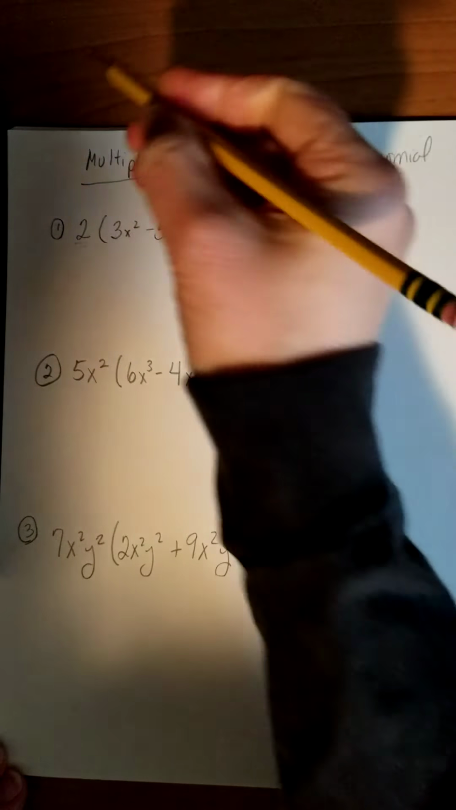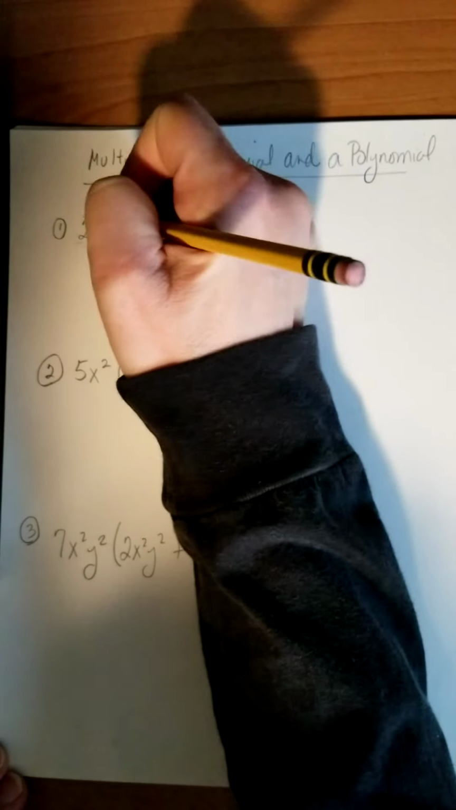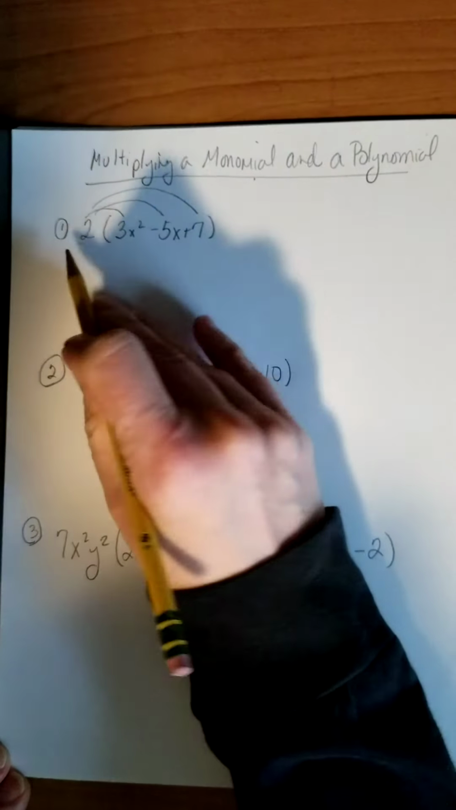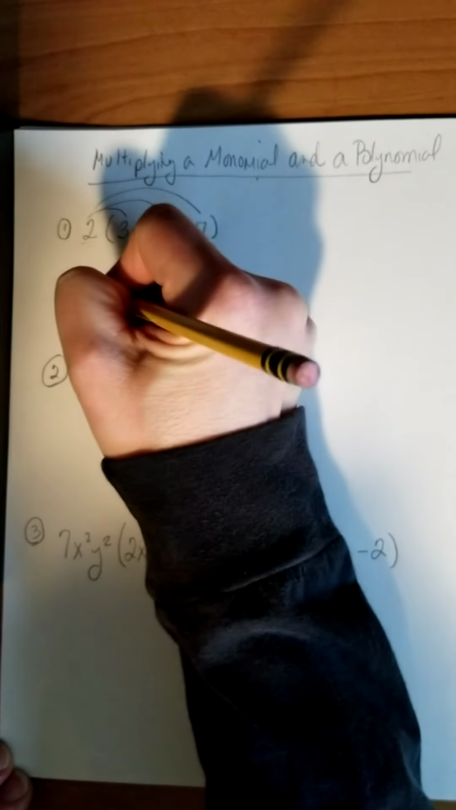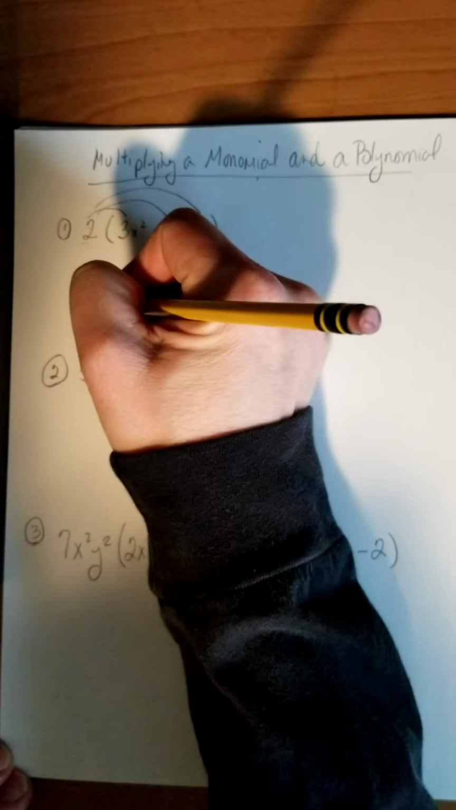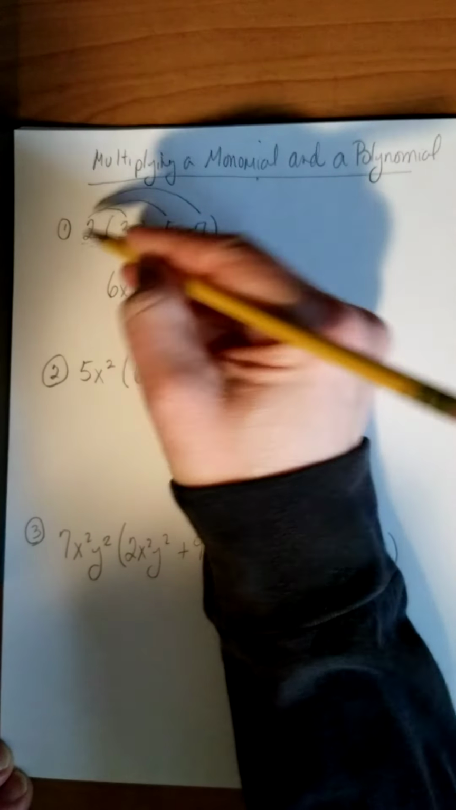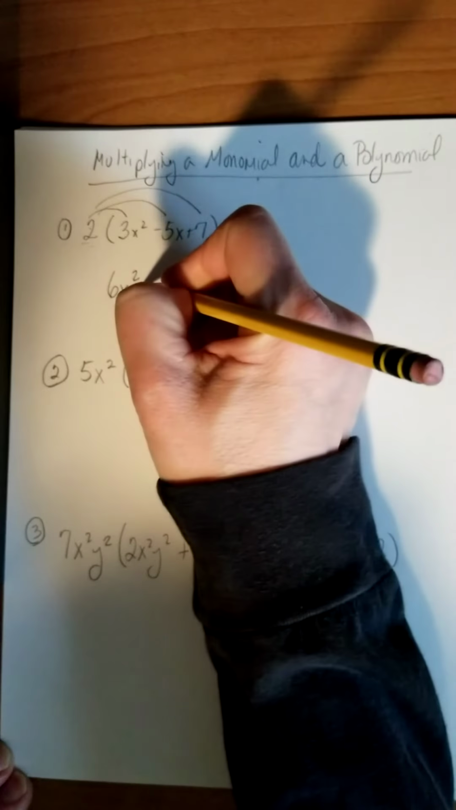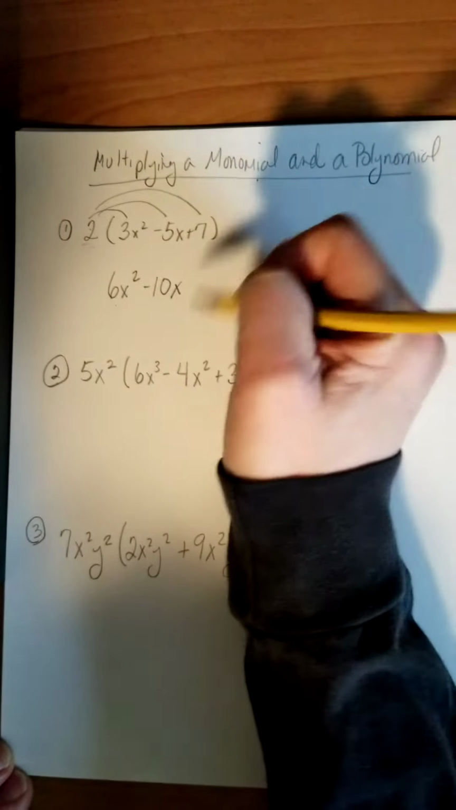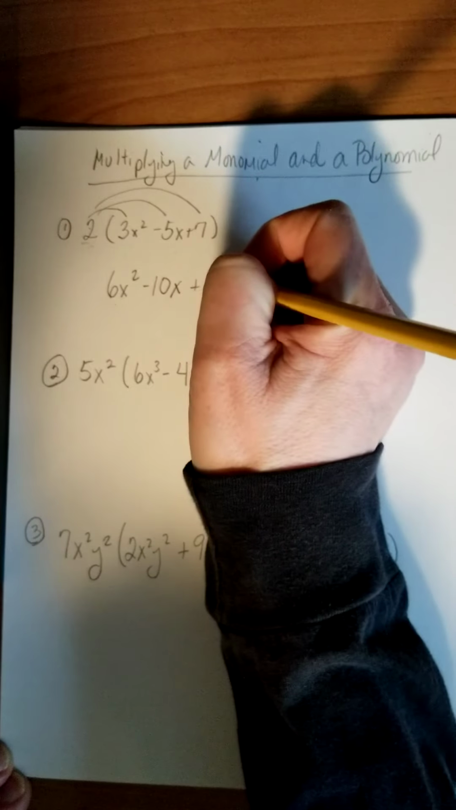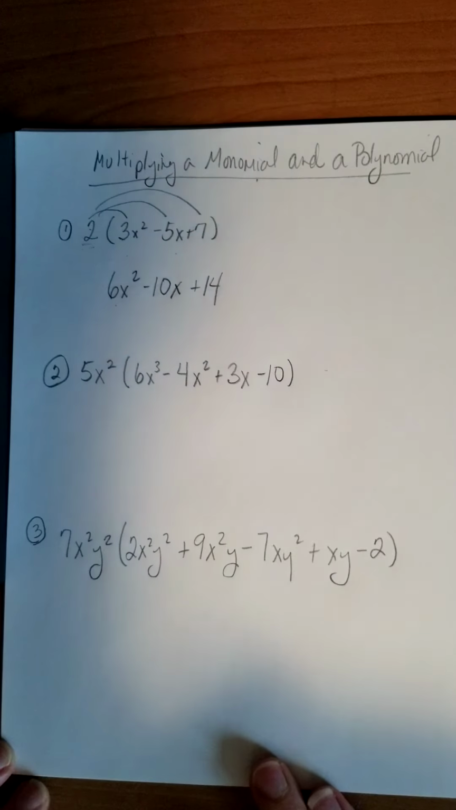The only thing we did was, you guys are pretty good at distributing. We took this thing through, right? So 2 times 3x squared should give me 6x squared, because 2 times 3 is 6, and there's an x squared. 2 times negative 5x, 2 times negative 5 is negative 10. We also have to have an x there because it was a negative 5x, and 2 times 7 is 14. All right, so that's my first one.